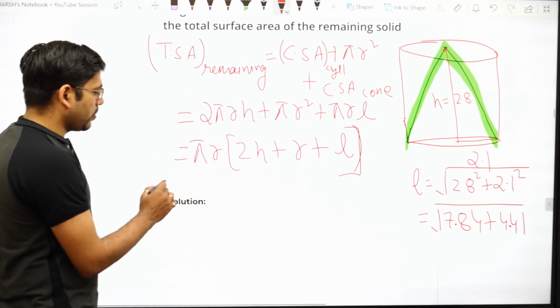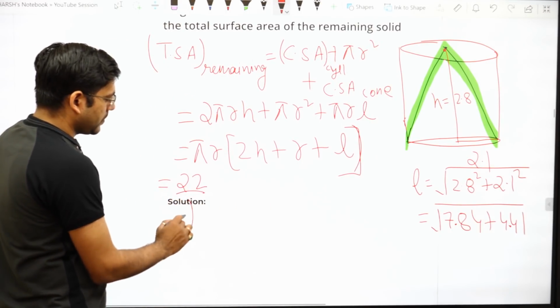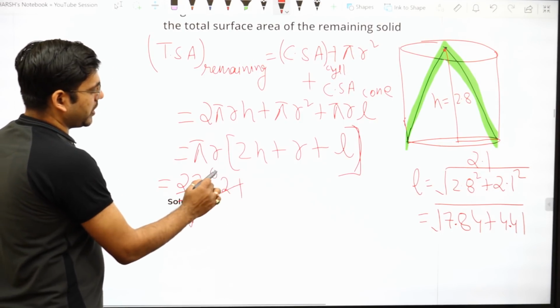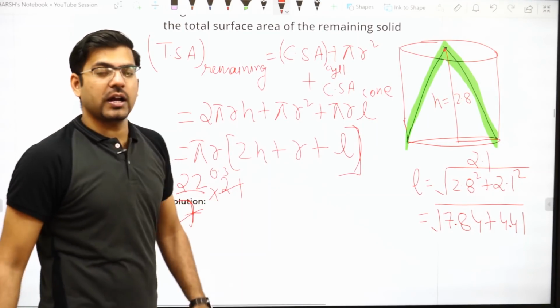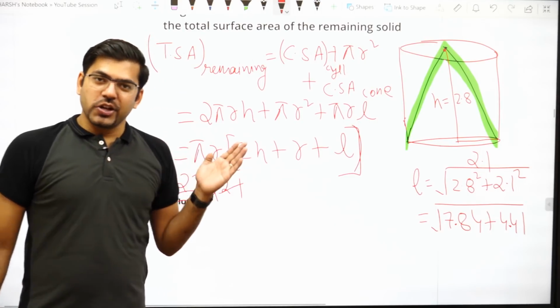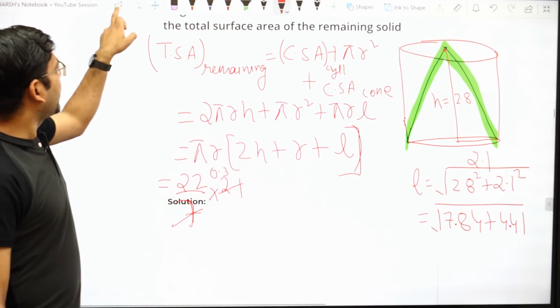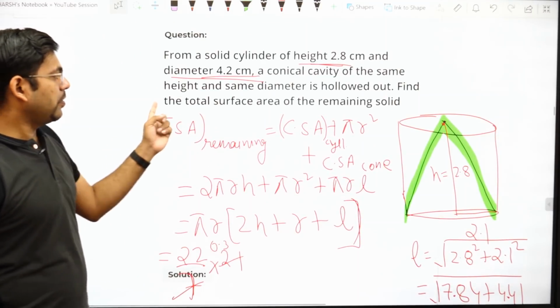When you will put here 22 by 7 into this 2.1, it will be cancelled in 0.3 times, and thereafter all the values are in multiplication, nothing in division. So you'll get the answer very easily. I guess I have made my point clear, and you would have understood how this question would be worked upon.